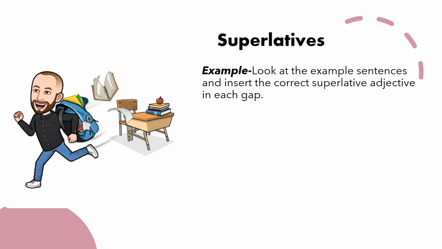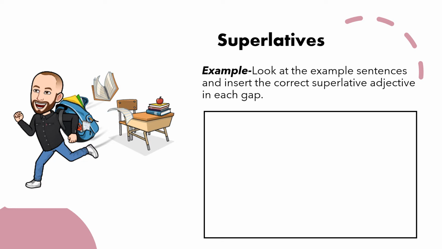Look at the example sentences and insert the correct superlative adjective in each gap. This is just a quick activity to help you apply your understanding of the superlatives that we just went through. Number 1, I love English. It is the blank lesson in the world. What you need to do is think back to the superlatives we went through in the table. Also think about any other superlatives that we haven't mentioned and see what would be the most appropriate word to insert in that space.